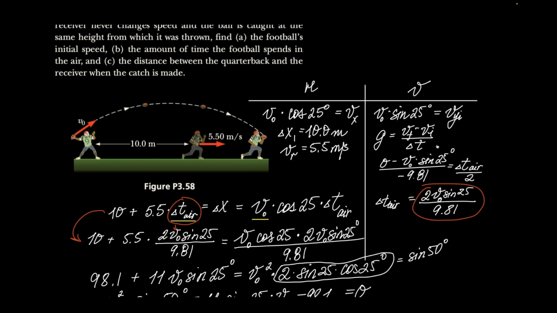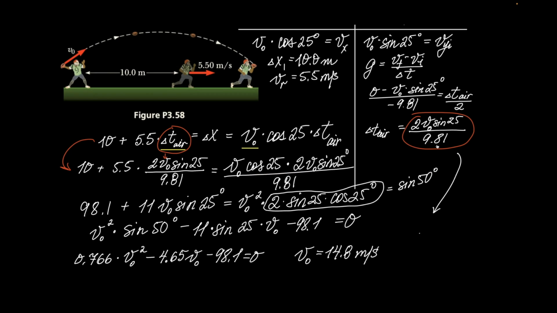B, the amount of time the football spends in the air. Remember, it's going to be twice 14.8 sine of 25 divided by 9.81. That's not a lot of time, 1.28 seconds.